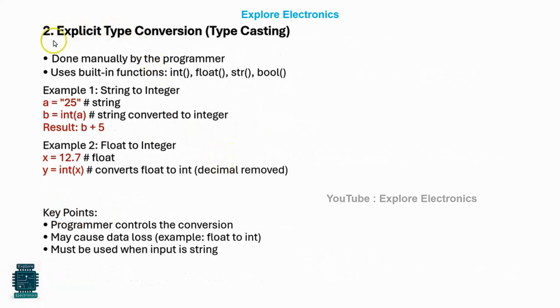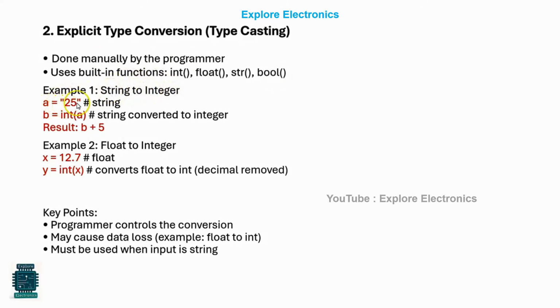The second one is explicit type conversion, the typecasting, which means we have to do it manually. It is done manually by the programmer. Use built-in functions like the int function, float, string and boolean functions. We have to use them manually. Clear? For example, string to integer. Let us convert from string to integer.